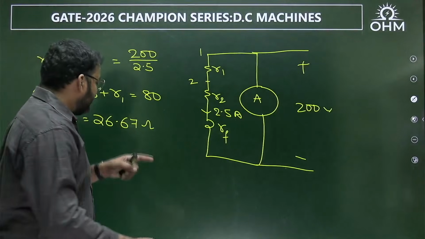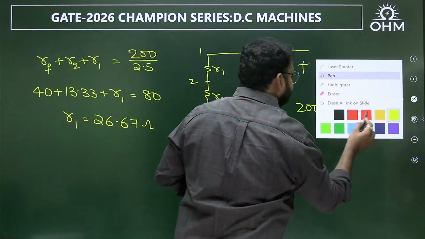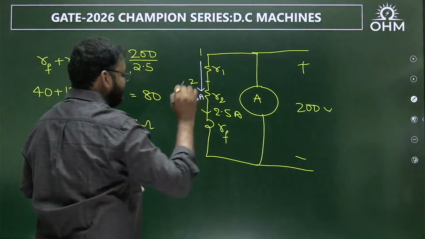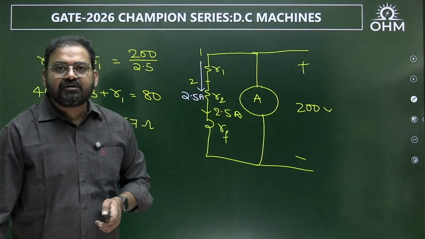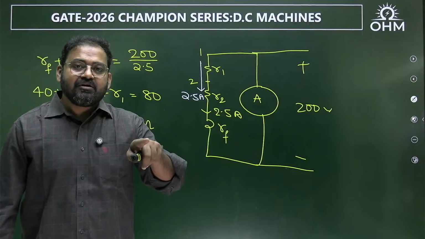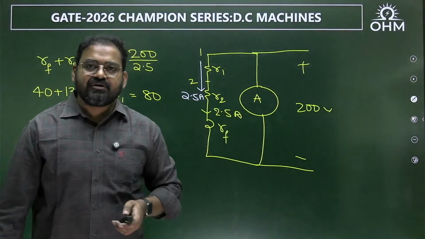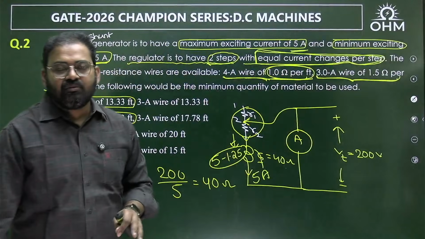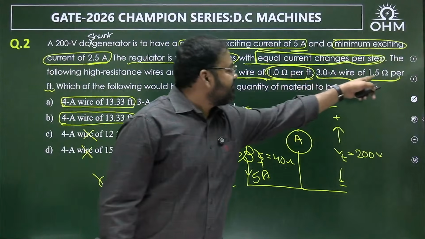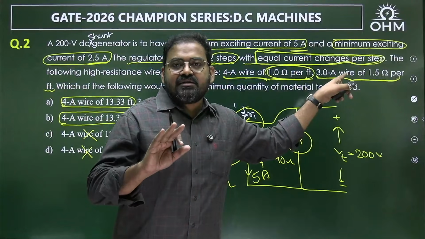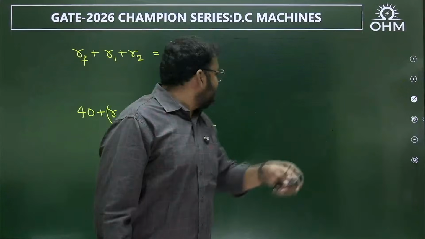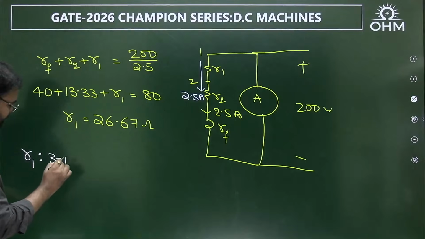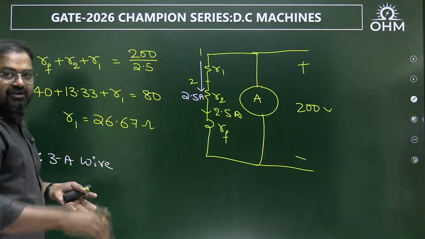26.67 ohm. Okay, and what is the current carried by this resistance right now? So how much current is flowing? 2.5 ampere is flowing. To carry 2.5 ampere, you can use either 4 ampere wire or 3 ampere wire. Both can carry 2.5 ampere. But in the question they are asking you minimum quality of material to be used. When I say minimum quality, you better go for 3 ampere wire because 3 ampere wire can easily carry 2.5 ampere. Okay, so therefore for R1 I will use 3 ampere wire because 3 ampere wire cost is always less than 4 ampere wire, correct?